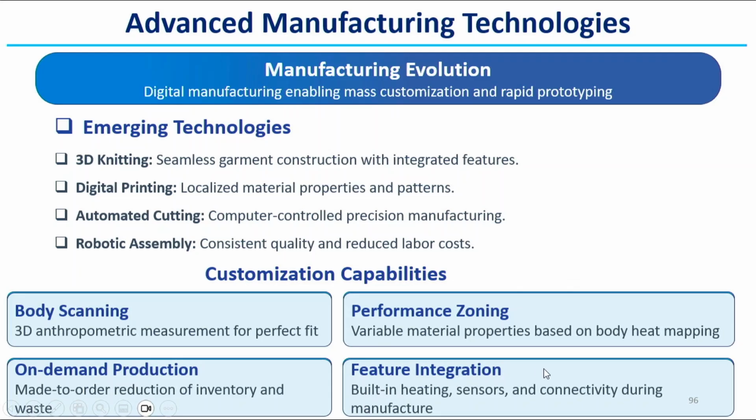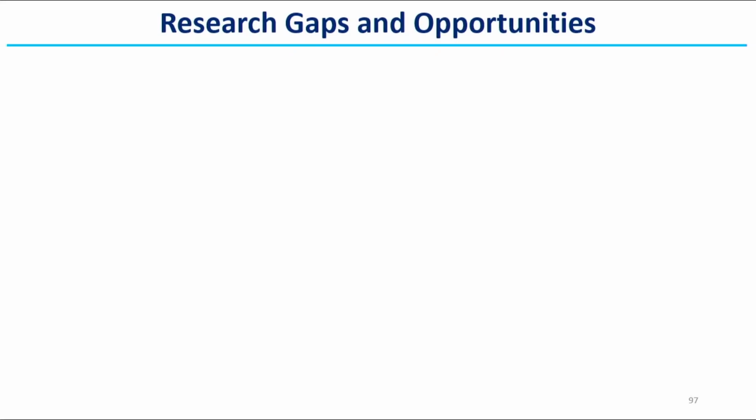and feature integration: built-in heating, sensors, connectivity. So, the heaters are integrated. If the temperature drops below a certain level, immediately that sensor will be excited and activated, and heating will start. So, additional heating can be incorporated.